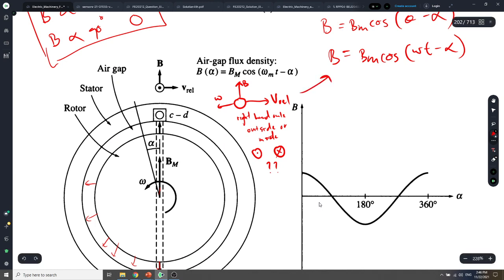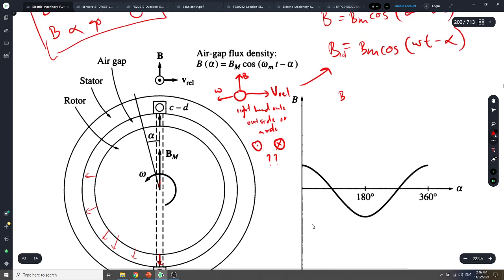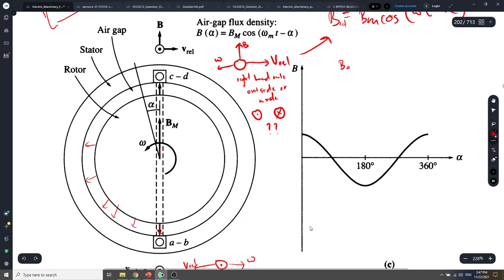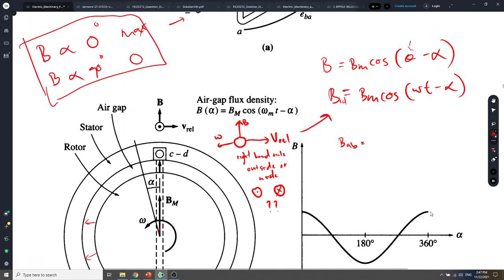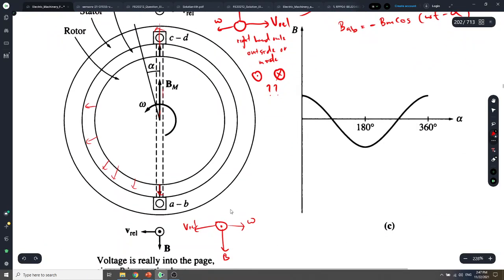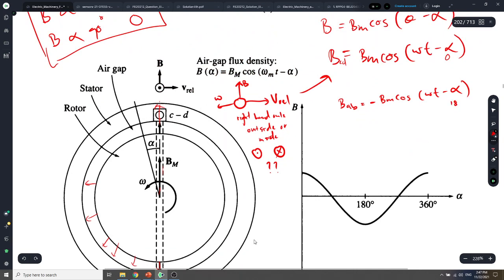So this is B, C, D kan. So kalau B, bawah tadi apa? AB, BAB. So in order to solve the contradiction outside and inside, we just put some negative over here. So BM cos omega t minus alpha. At this point the alpha is, seen over here kan, so alpha is 0. This is alpha 0, and at AB alpha is 180.